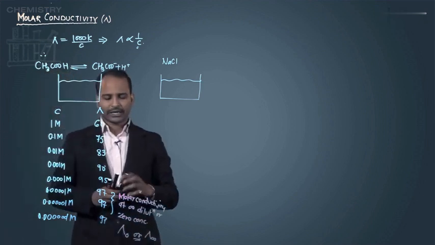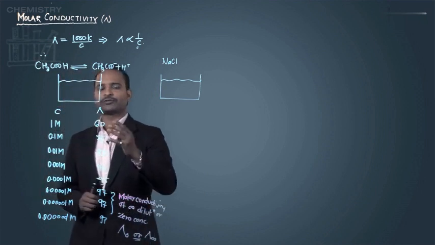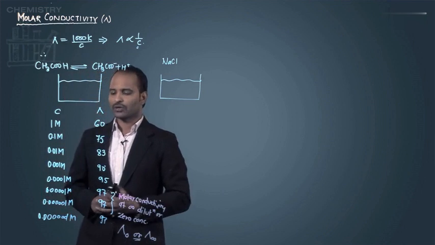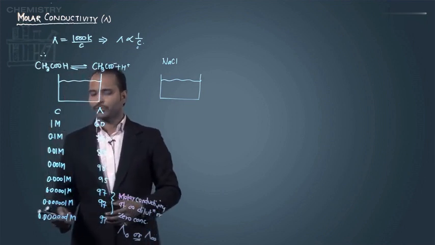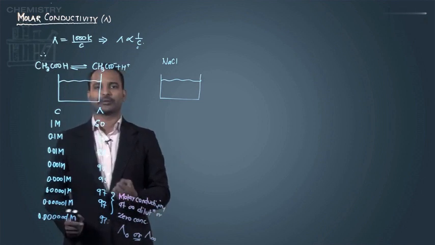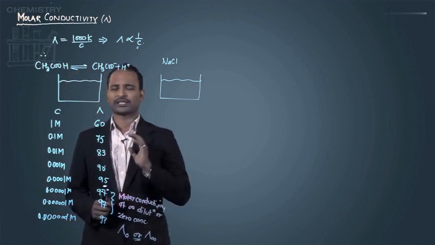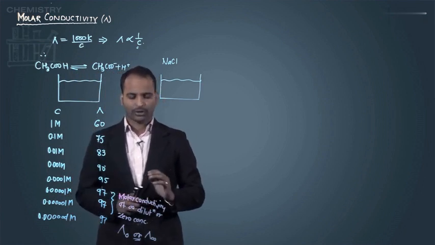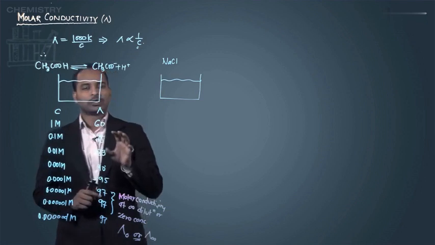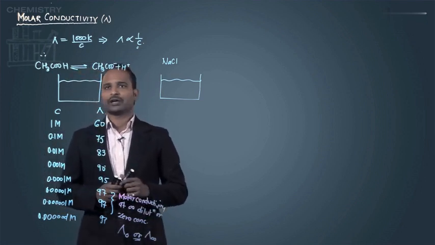Molar conductivity at infinite dilution, because we are getting this constant value after a large number of dilutions. It is also known as zero concentration, because instead of writing 0.000, we say that the concentration is approximately 0. So this is called molar conductivity at infinite dilution or at zero concentration. This is the highest value of molar conductivity for any particular solution. Now we have NaCl.